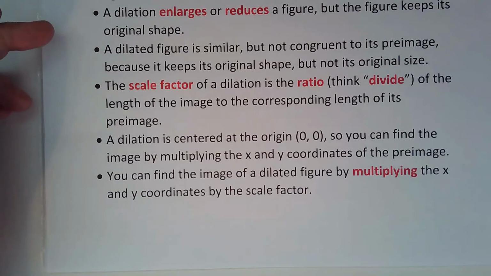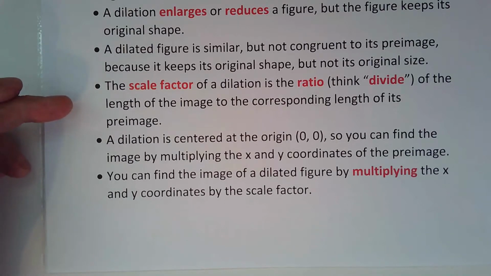So a dilation enlarges or reduces a figure, but the figure keeps its original shape. This is kind of the next step from a transformation, which is fixed. Its size and shape do not change at all. But here, a dilated figure is similar, but not congruent to its preimage because it keeps its original shape, but not its original size. We're going to be working with scale factors.